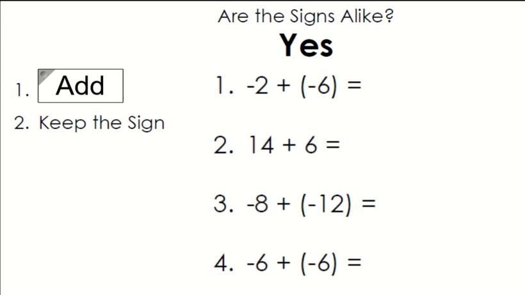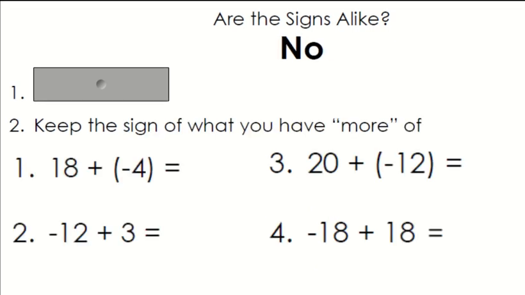So sometimes the signs aren't alike. We're going to have different signs. Some of y'all already noticed this. When the signs are different, what are we going to do? Robert? Subtract. And then you keep the sign of the number that you have more of, the one that's the bigger looking number, the higher absolute value.